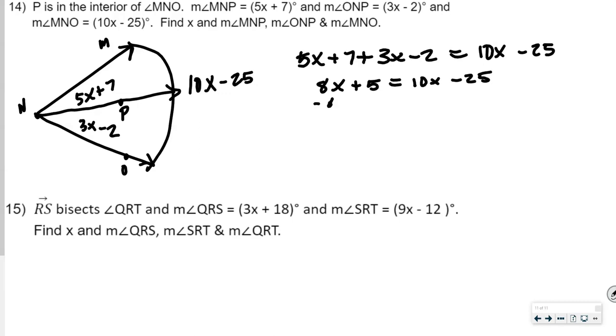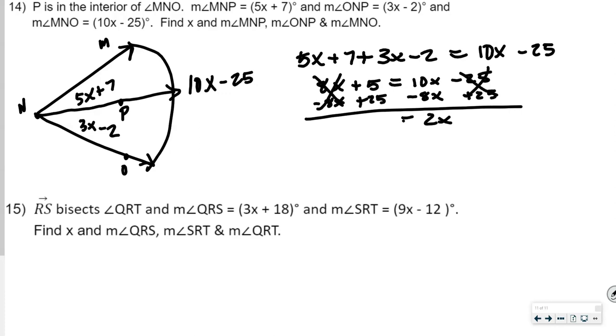So we're going to subtract 8x from both sides here. So that's gone from there, and we get a 2x over here. We're going to add 25 to both sides here. So that's gone from there, and that's equal to 30. So x is equal to what? 15, right? Because 2 goes into 30 15 times. Okay. So now we're going to plug that in.